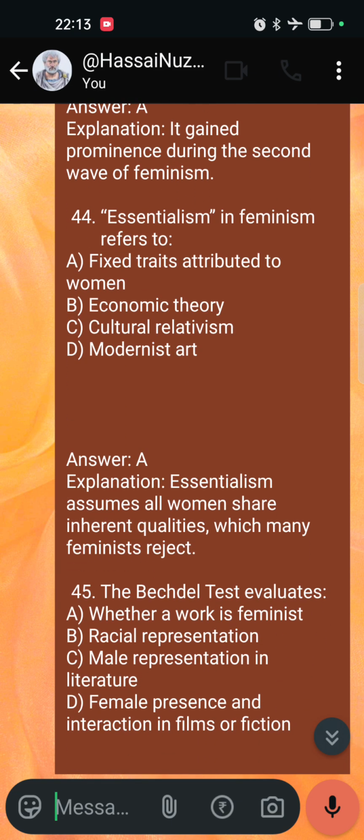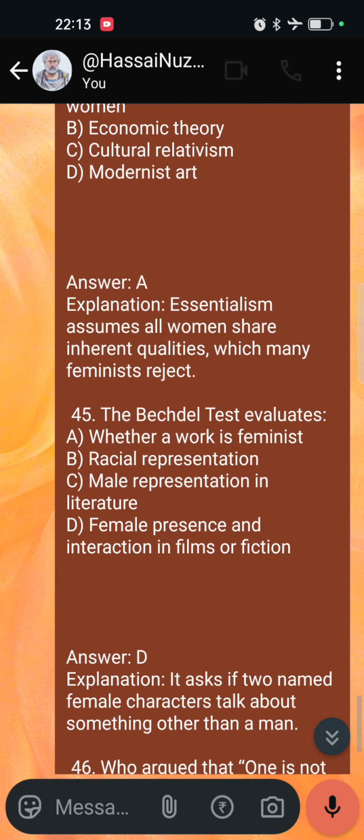45th. The Bechdel test evaluates. Answer D. Female presence and interaction in films or fiction. It asks if two named female characters talk about something other than a man.